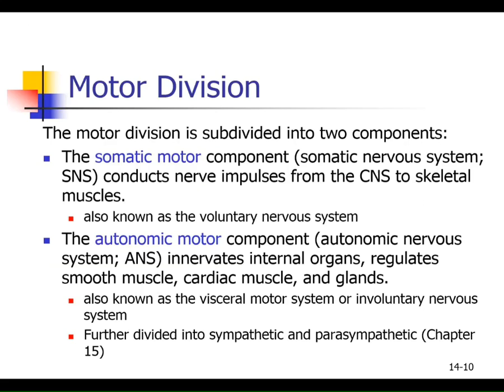So you don't have control over it, but certainly your cardiac muscle is still going, your smooth muscle is working, and your glands are still secreting. Like I said, we'll spend more time on autonomic motor later on, and this bottom number should be 14. Okay, so this is in the new text. That is going to be chapter 14 for us when we look at the sympathetic and the parasympathetic.